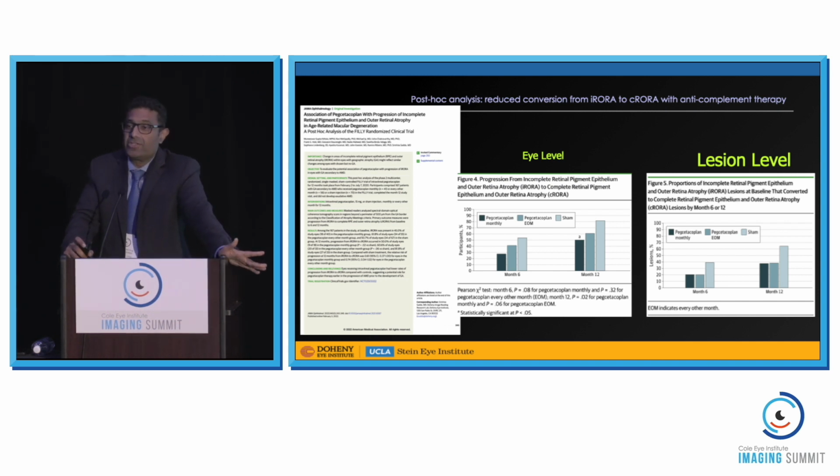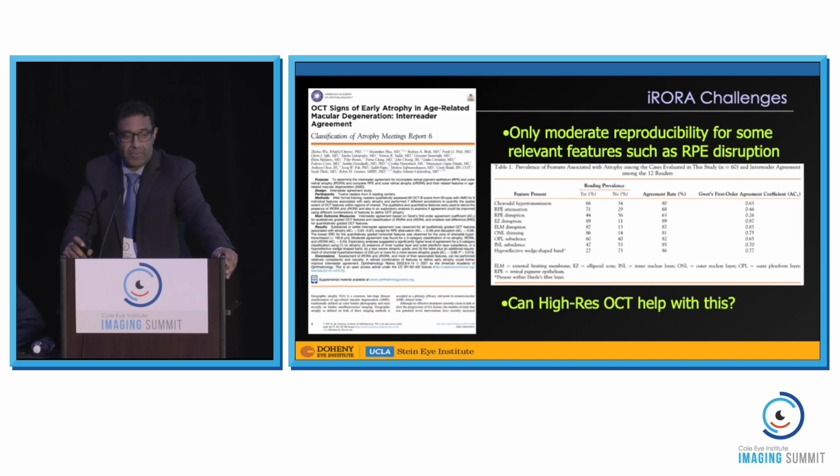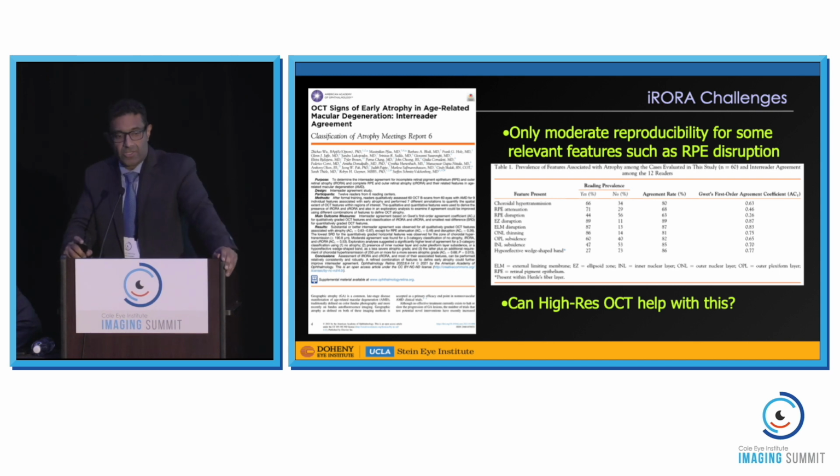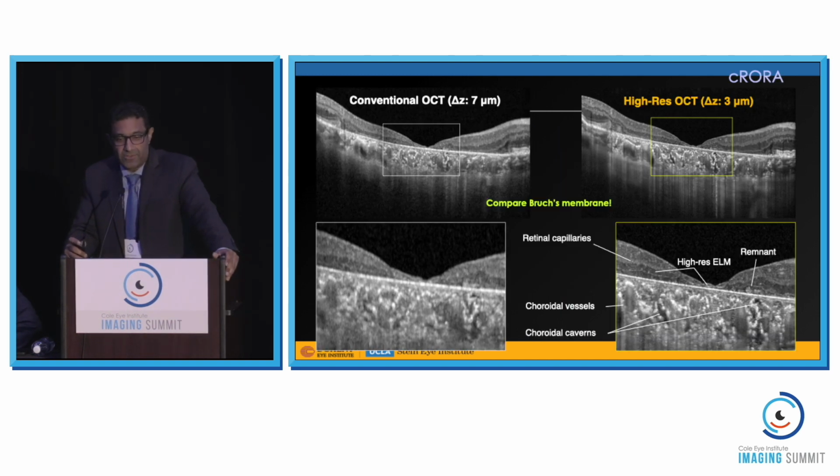But the challenge is that it's not so easy. In fact, when we looked at the reproducibility of 6 different reading centers, multiple graders, to judge these parameters, we found that, yeah, many of the features they could do quite well, but they really struggled with things like the assessment of the RPE disruption, especially when you're looking at relatively small regions. So in fact, this is where I think high-res OCT can have a real benefit.